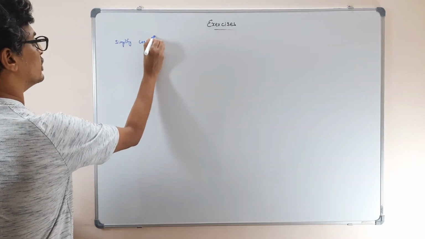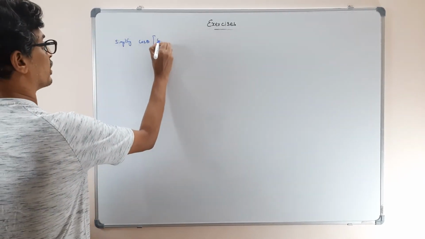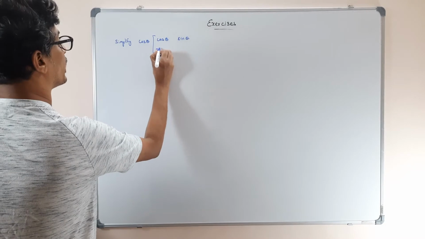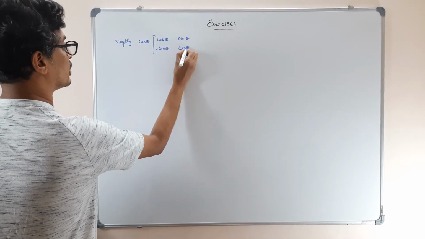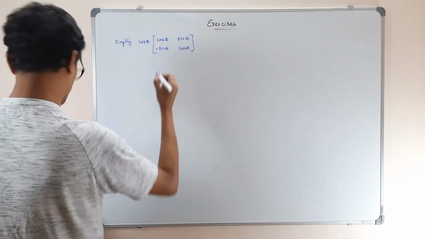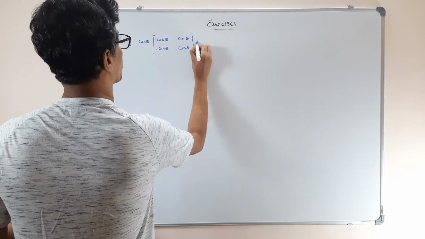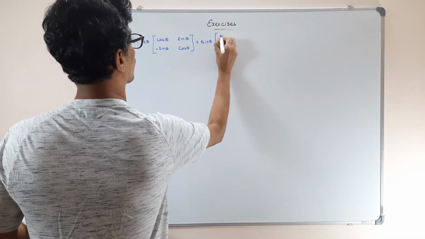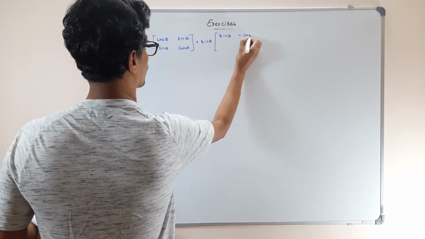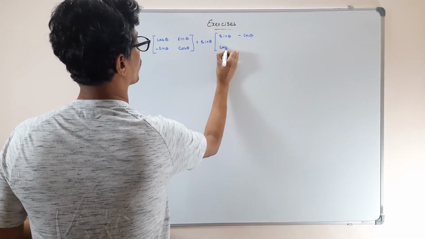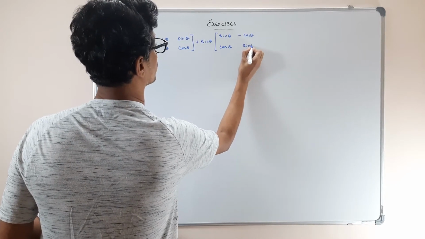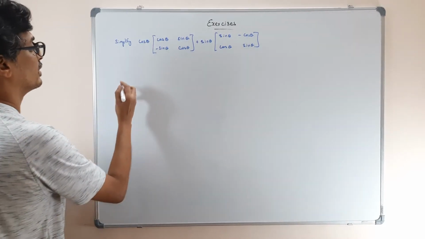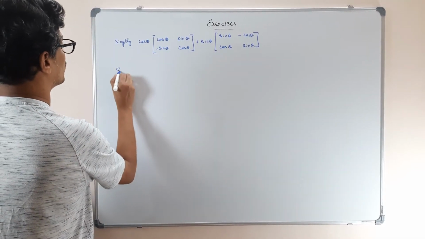cos theta. This is your favorite trigonometry. Cos theta, sin theta, minus sin theta, cos theta. You know, this matrix is called a rotation matrix. That's what you learn later. Sin theta, minus cos theta, sin theta. Simplify. What is simple? Multiply. What happens? Solution.